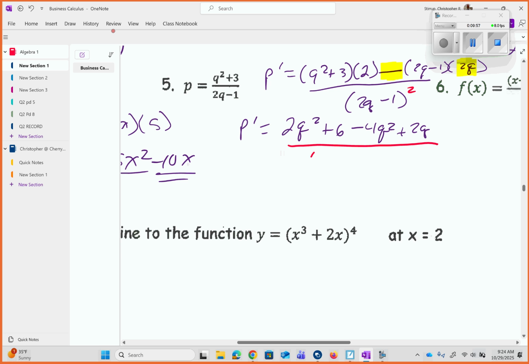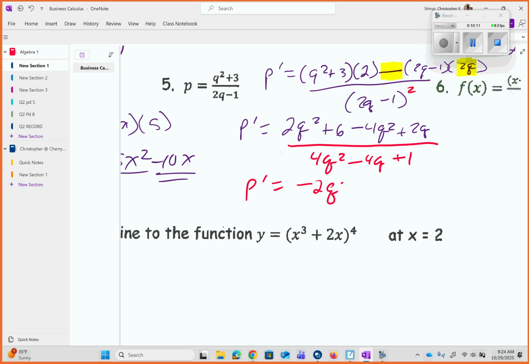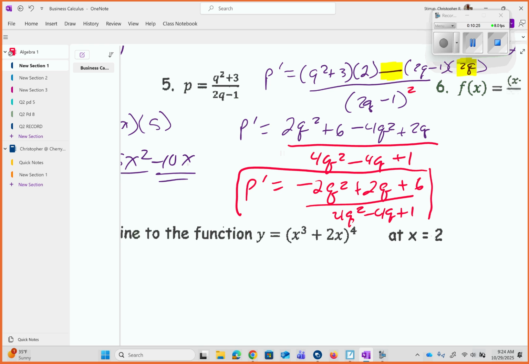So that's going to give me, if I FOIL it out, 4q squared minus 2q, which is minus 4q, plus 1. And then you can clean it up a little bit. The top cleans up to negative 2q squared plus 2q plus 6 over 4q squared minus 4q plus 1. There was kind of a lot with that one, so let me know if you have any questions on how that worked out. It was just basically foiling and combining like terms is all I was doing.